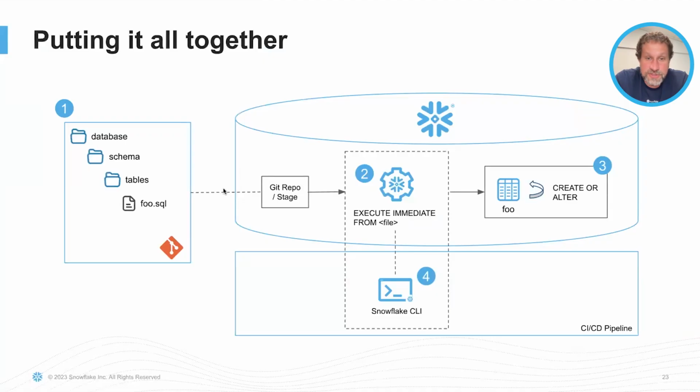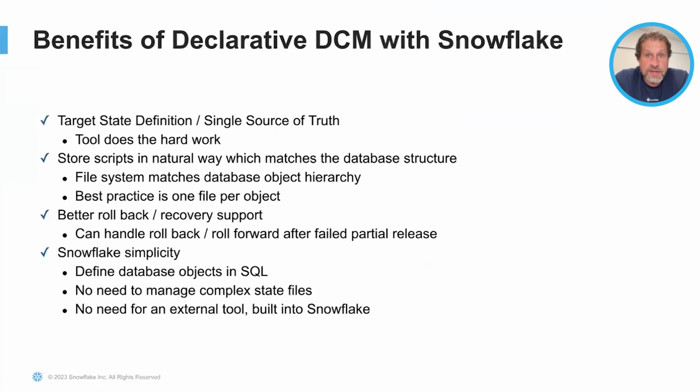We'll come back, just to recap. These were all the pieces that we just saw together again, all the way through to the CI/CD pipeline. And really, I've covered already the benefits of declarative, but this really is the gold standard for database change management. Having that single source of truth really helps with rollbacks. I mentioned at the beginning some of those challenges. This really helps with the rollback and recovery, and this is the patented Snowflake simplicity, keeping this simple.